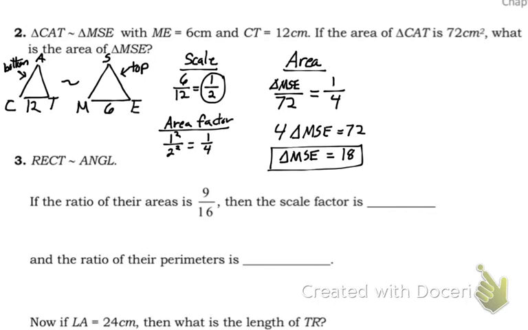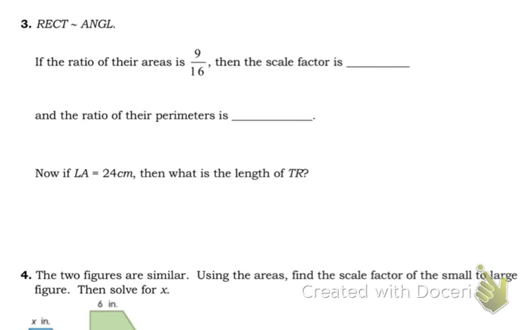Like this one, I'm going to go ahead and pick rect is similar to angle. So if the ratio of their areas is 9 to 16, if they give it in this order, it's generally assumed that this is my rect and this is my angle. Okay, I'm going to put this in on the next slide though. All right, so it says rect is similar to angle. If the ratio of the areas is 9 over 16, so I'm going to note that. I'm going to note that they're implying that rect is on top because they put it up first, and that angle is the bottom one.